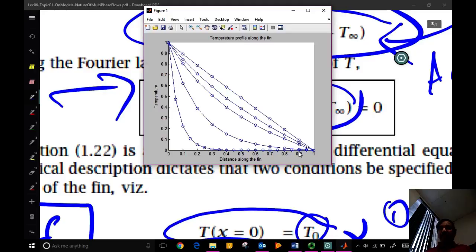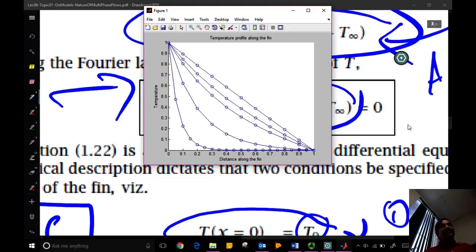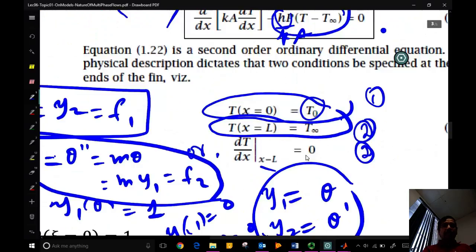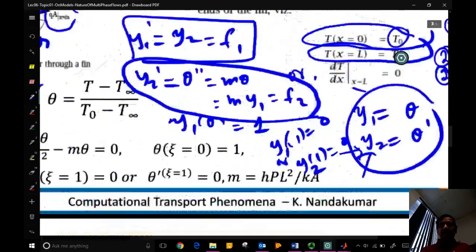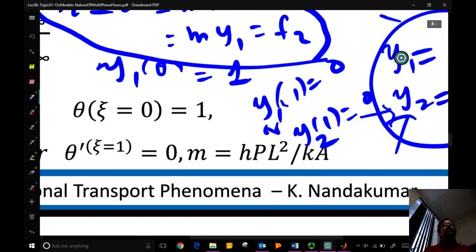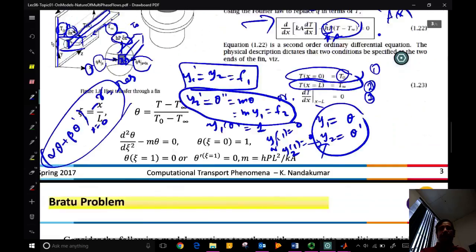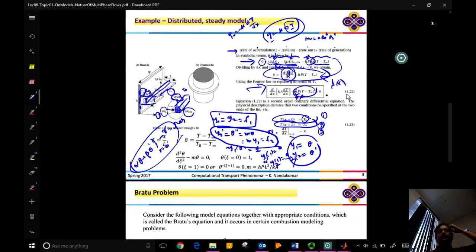Okay, but there are other parameters that you can change to have the same effect, because as I said, it's not H alone, it's not K alone, it's a combination of them. Here you see h P L square K over A. So if I increase H by 10 times, or if I decrease K by say 10 times, it will be exactly the same effect. The temperature profile will look exactly the same. Okay? So that's what you meant, not the program. Okay. Any other questions? Yeah.